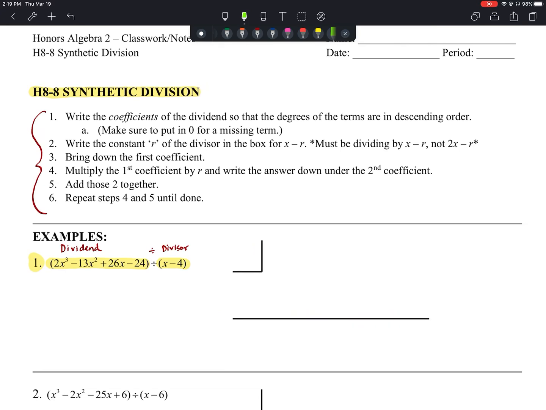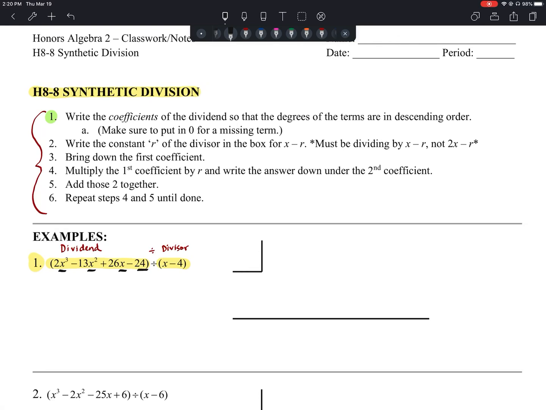The first step at the top says, write the coefficients of the dividend so that the degrees of the terms are in descending order, and make sure to put a 0 in for any missing term. In this first one, we've got a degree of 3, a degree of 2, a degree of 1, and a degree of 0. So we're not missing any degrees. We're going to take the coefficient from each of those.